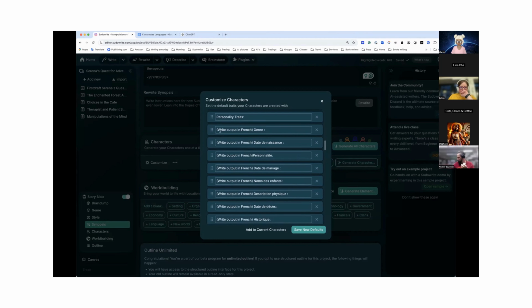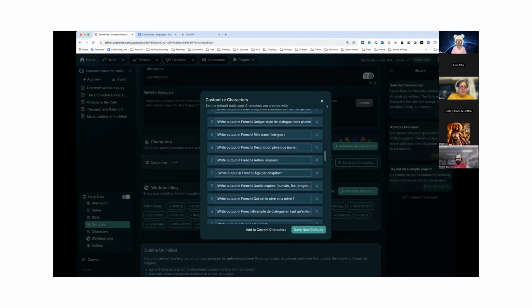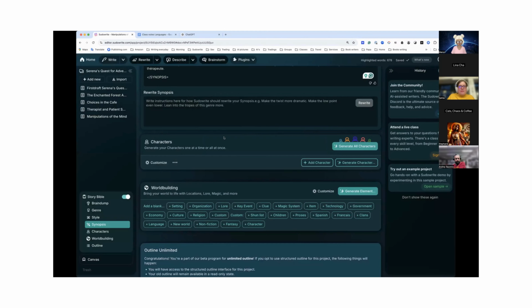So write the output in French. And I write the things in French too. So I double everything. And when I find out that, yeah, sometimes the AI will go and get everything. If everything is written in French on top, it's going to write everything in the language of the character. And that's, again, depending on the day the AI gets up. Yeah, it's very fickle.